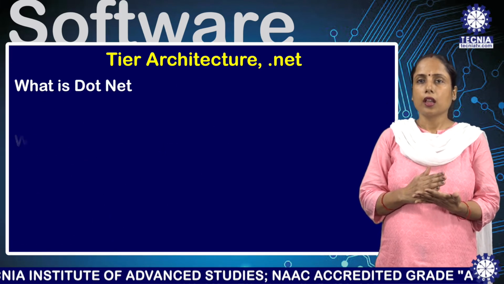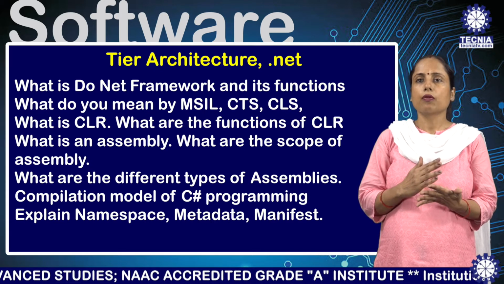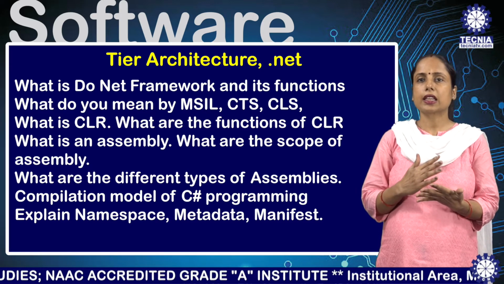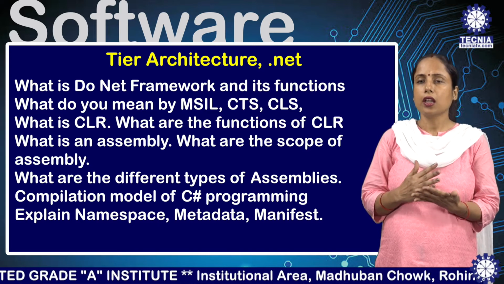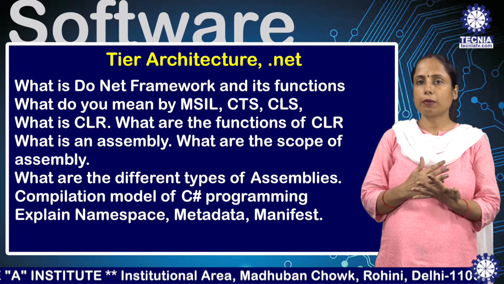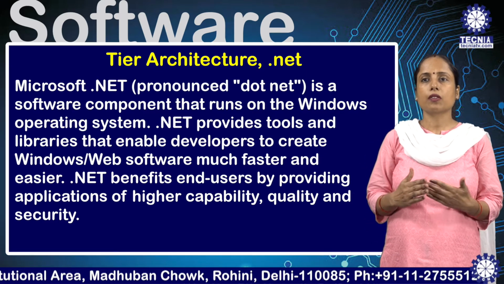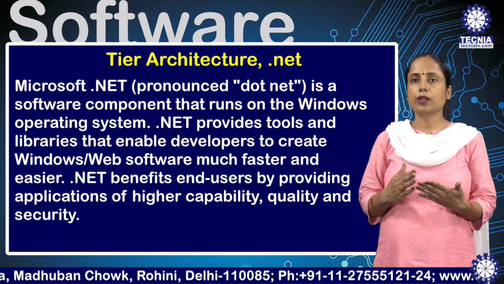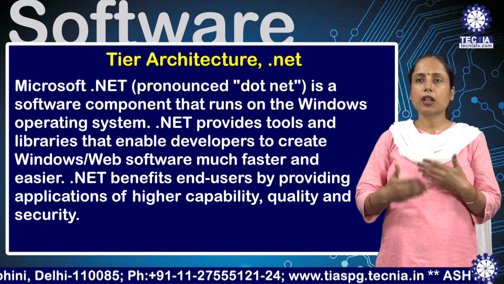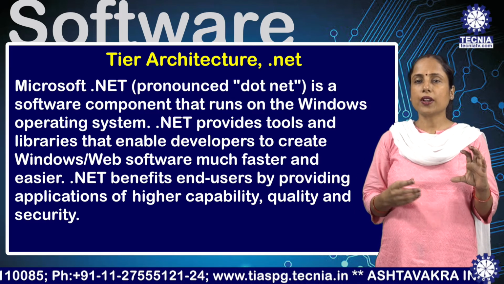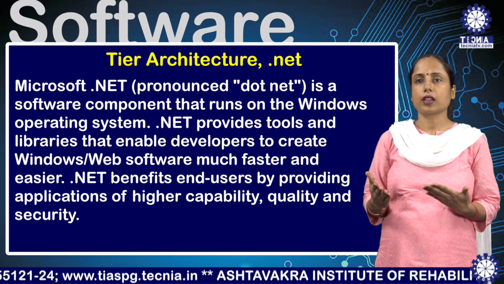Now what is .NET? In this section, we learn about .NET, the .NET framework and its functions. We learn about MSIL, CTS, CLS, CLR, which are the basic functionality of .NET, what is assembly, what are the different types of assemblies and all that. Microsoft .NET is a software component that runs on the Windows operating system. .NET provides tools and libraries that enable developers to create Windows and web software in a much faster and easier way. .NET benefits end users by providing applications of higher capability, quality and security.